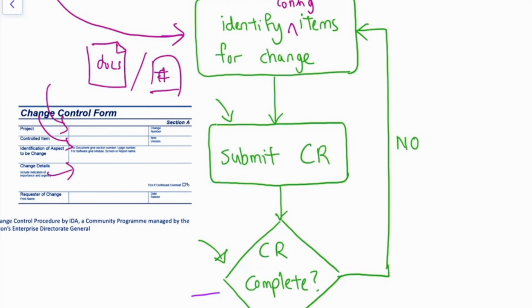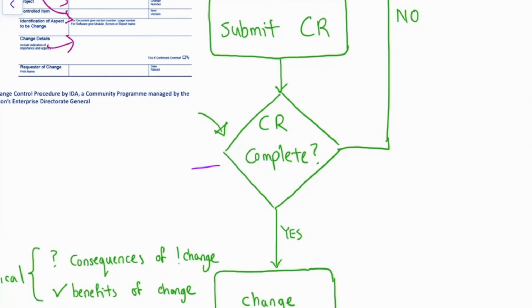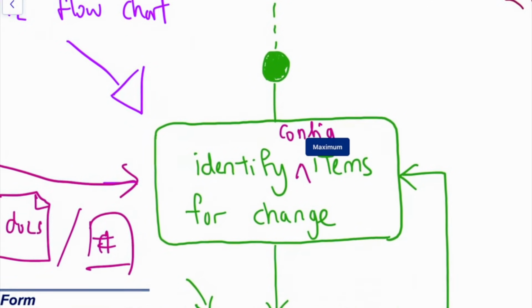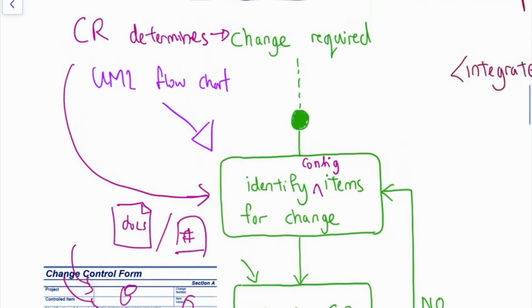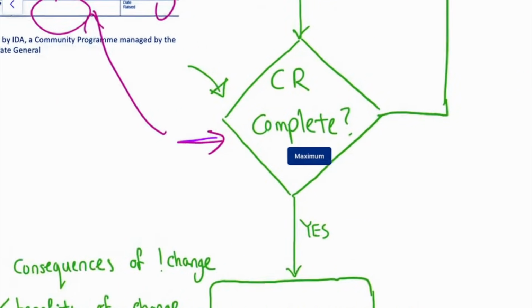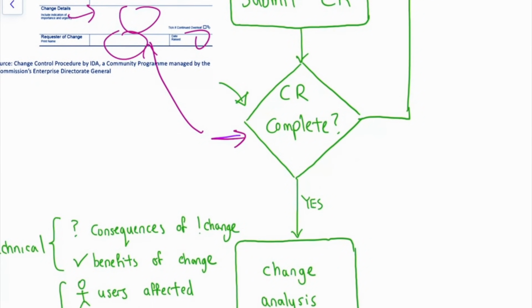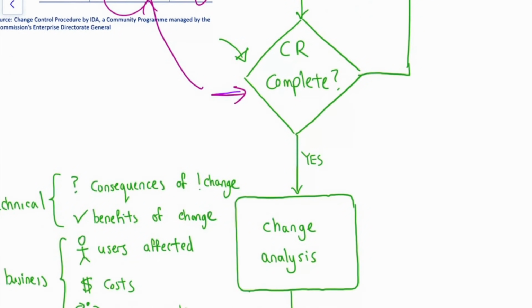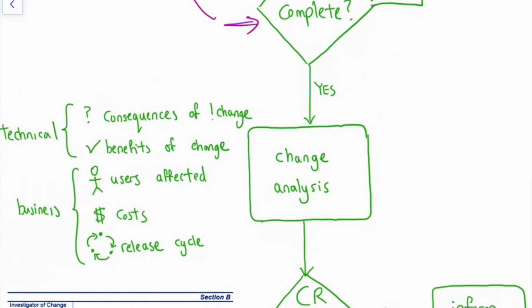So once that is submitted, somebody would do a sanity check, and check whether this is complete by looking at the fields here, and see whether everything makes sense. If it doesn't make sense, then you need to come back to this identifying things stage again. Otherwise, if everything makes sense and this is a proper change that can possibly be implemented, we go on to a formal process of analyzing the change.